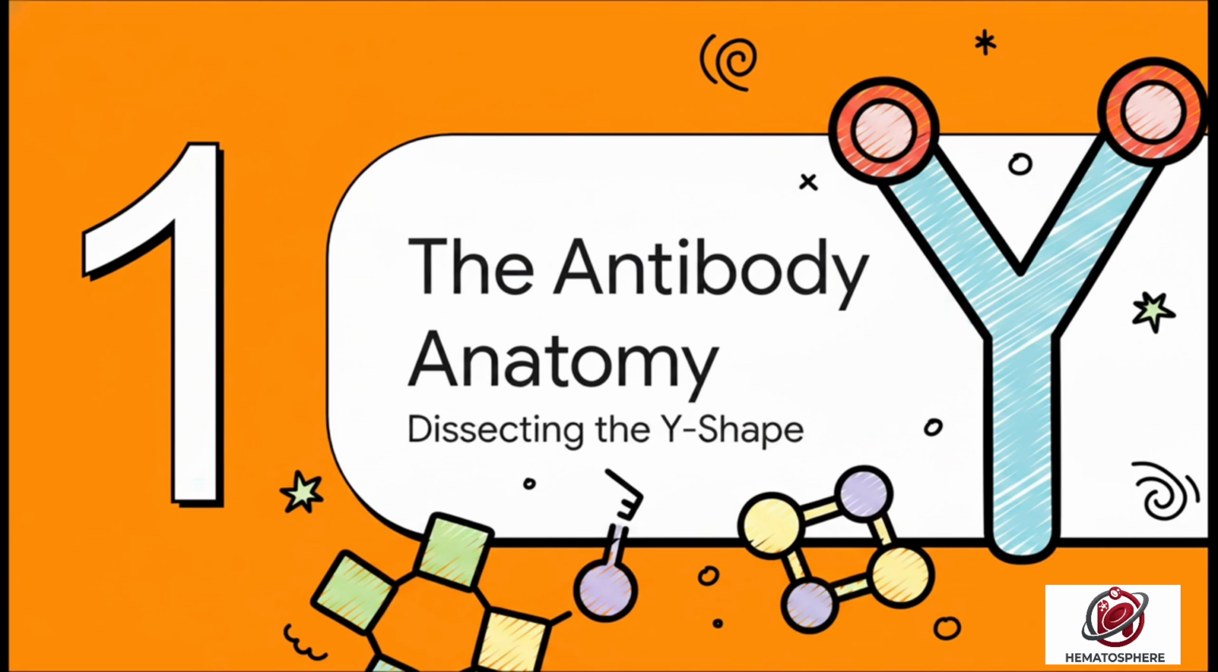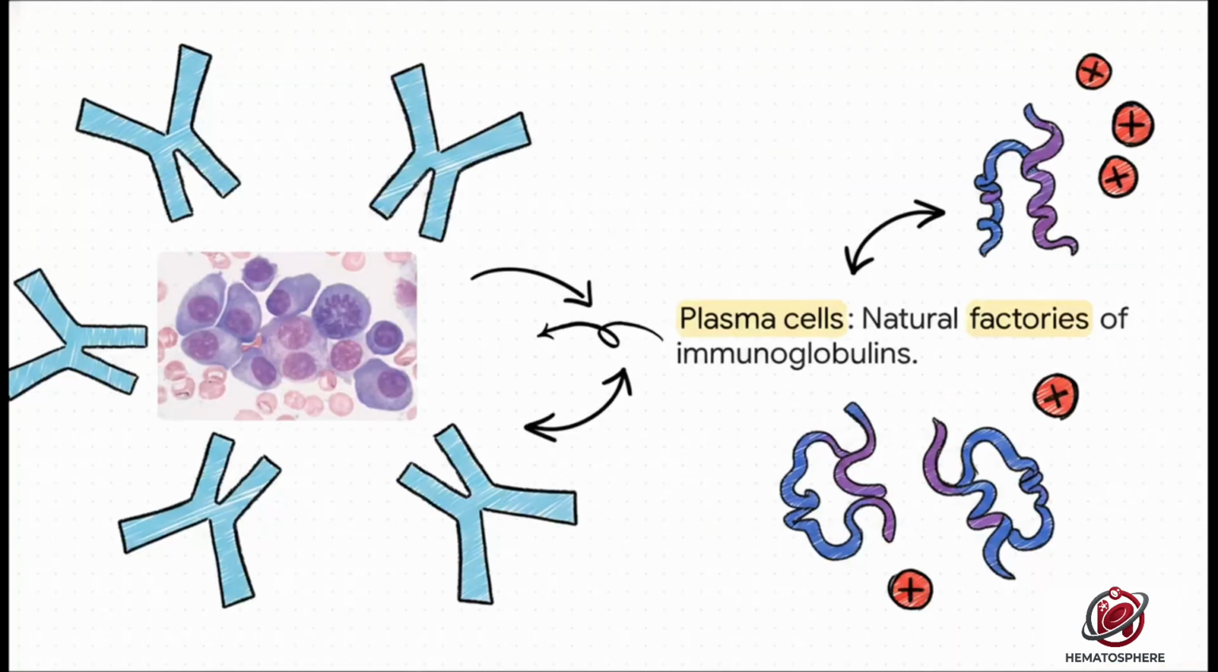Section 1. The antibody anatomy, dissecting the Y shape. Before we can even think about bioengineering a drug, we've got to look at the natural factories, right? The plasma cells. These cells have a really characteristic shape. You've got that eccentric, pushed off to the side, round nucleus, and a deep blue staining in the cytoplasm that screams intense protein production. These cells naturally synthesize massive amounts of complex proteins called immunoglobulins.